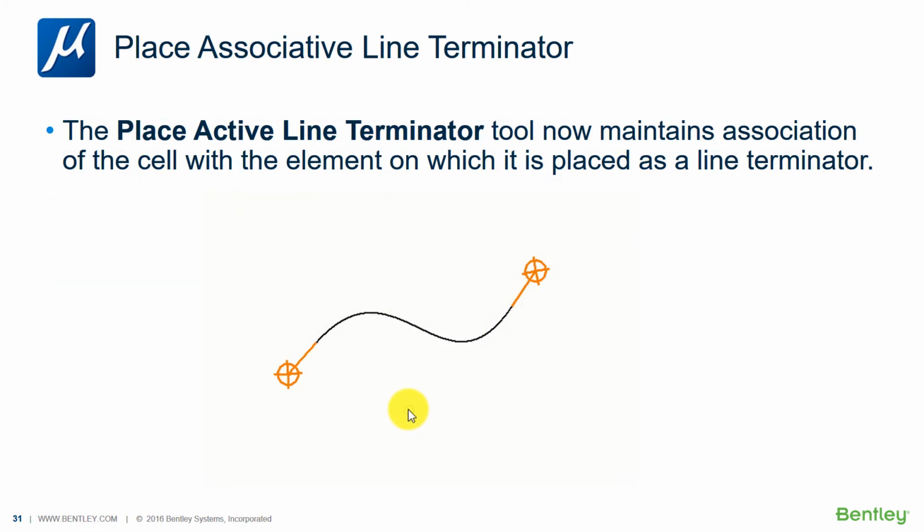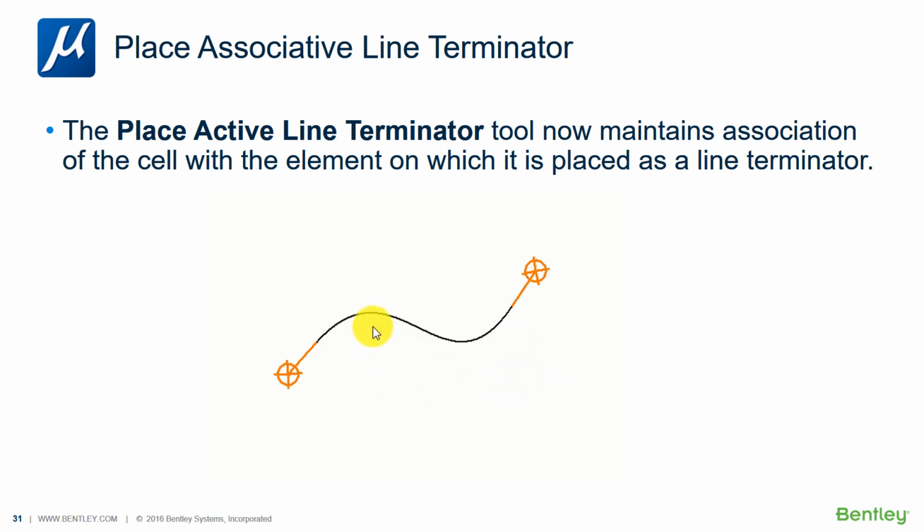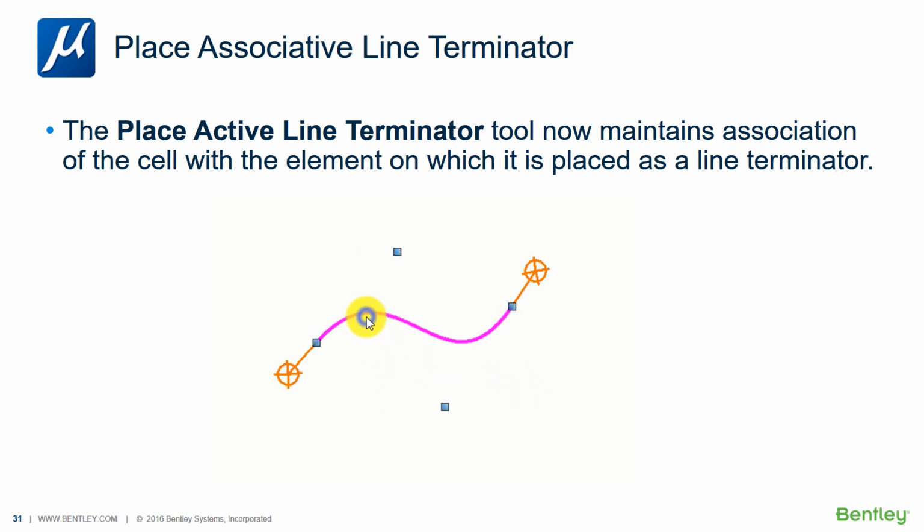All right, associative line terminators. This is a really old one. You'll notice that when you had line terminators, which we've had forever, and you had a cell at the end of the element or something like that at the end of the line, and you moved it, it wouldn't rotate with the tangential condition of the endpoint of the line. So now it does. It actually recognizes the tangential condition and rotates that cell at the end so that it stays appropriately attached to your line.